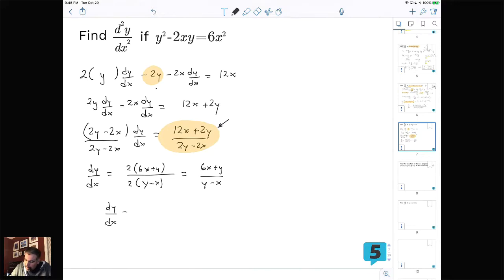dy over dx equals 6x plus y over y minus x. And I've got to take the derivative of this. I've got to find the second derivative. So if you guys don't mind, I'm going to write it up here real quick, and I'm going to write all my work in the next column.